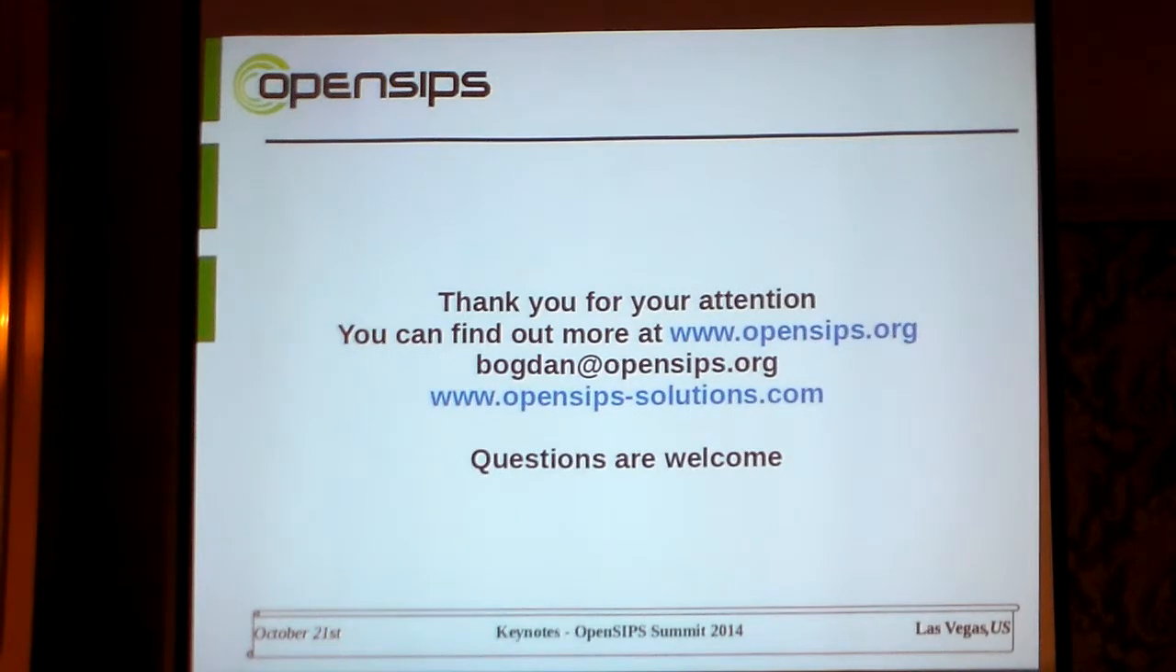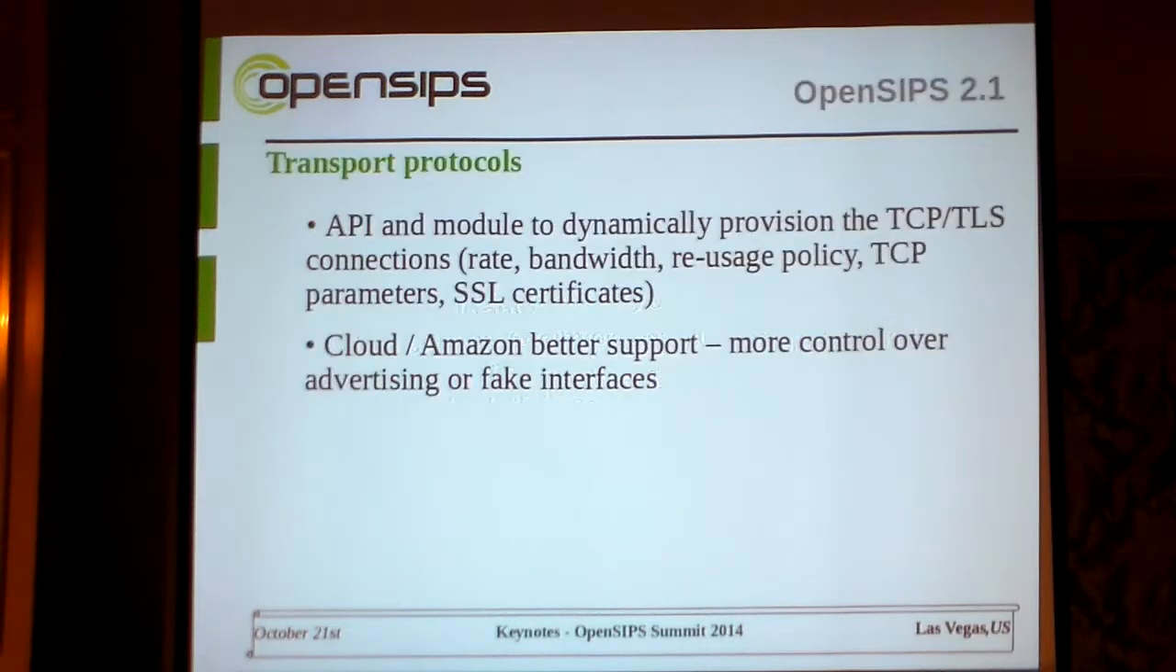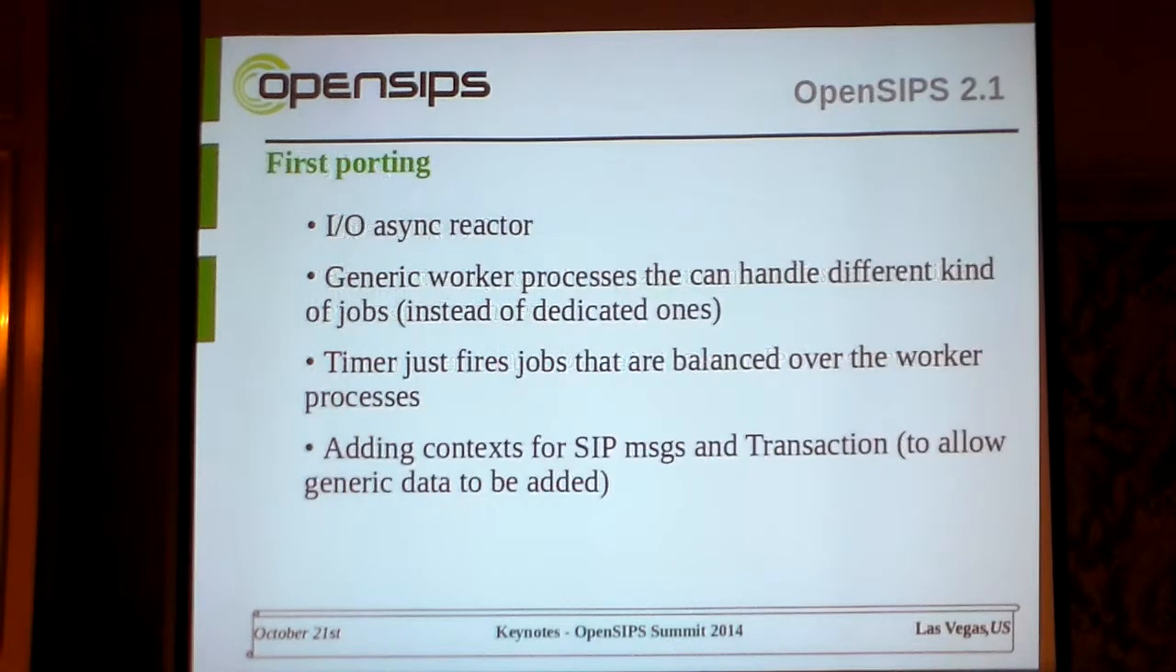So what are the things that are actually being merged from 2.0 to 2.1? There was this one, so this is part of the first porting: basically the asynchronous reactor, and the way the internal jobs are distributed between the processes. So instead of having dedicated processes for UDP reading, TCP reading, for timers and so on, you have just a single pool of workers, and then jobs are generated and dispatched across them, rather than using dedicated processes.